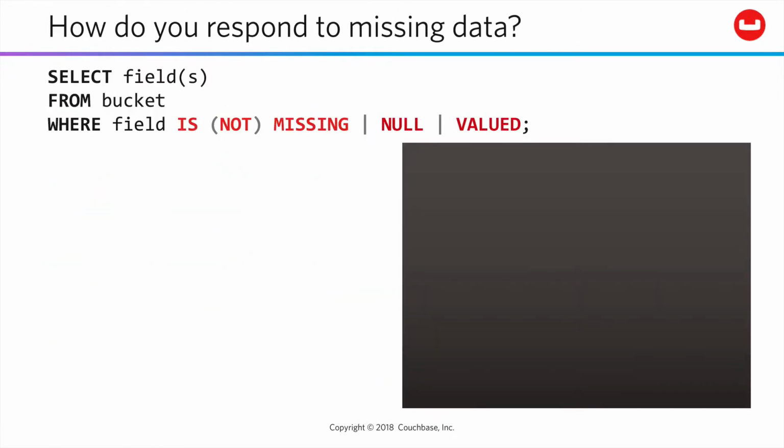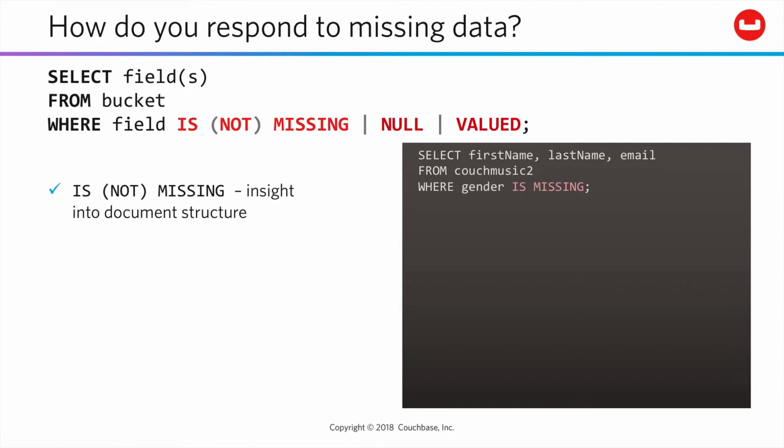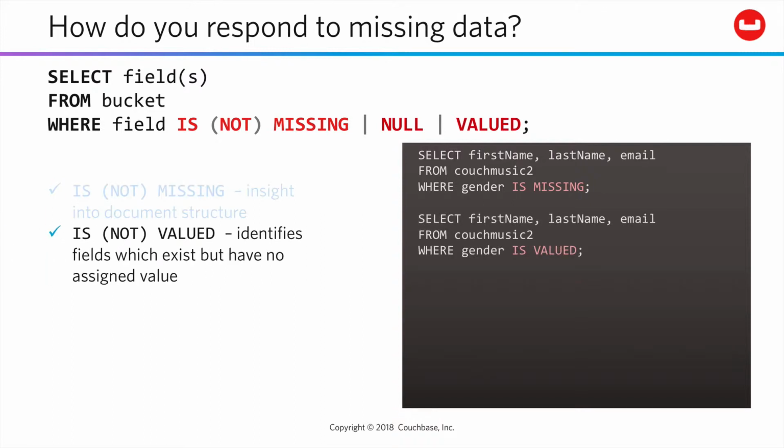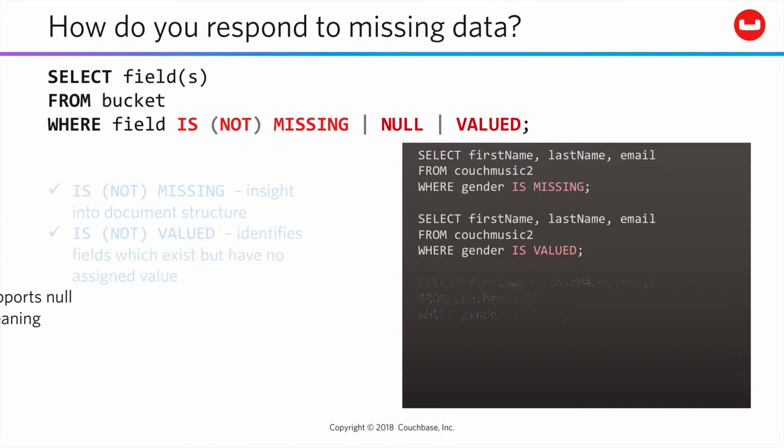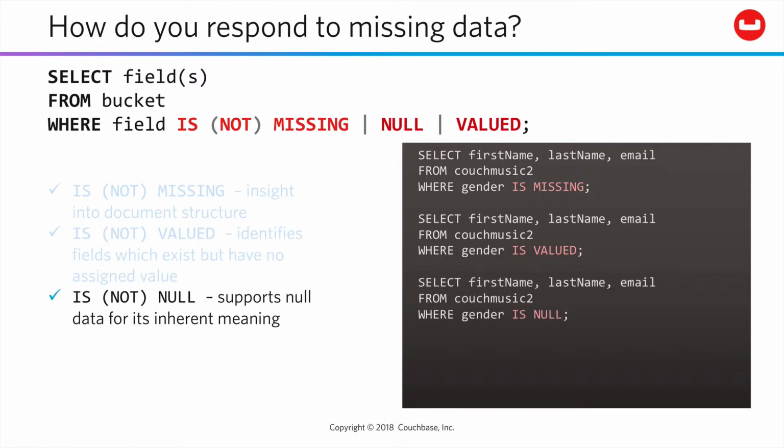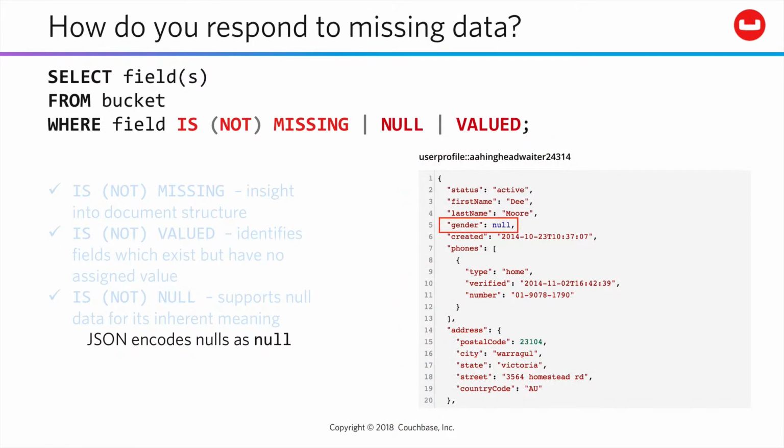The missing, null, and valued keywords operate as filters. Testing for missing fields gives insight into the evolving structure of your documents. Testing for nulls can be done for the inherent meaning of such fields. And testing for whether fields are valued can provide insight where documents are generated based on a desired structure and then later populated. Relatedly, in JSON, nulls are normally encoded using the null keyword, as you might expect.